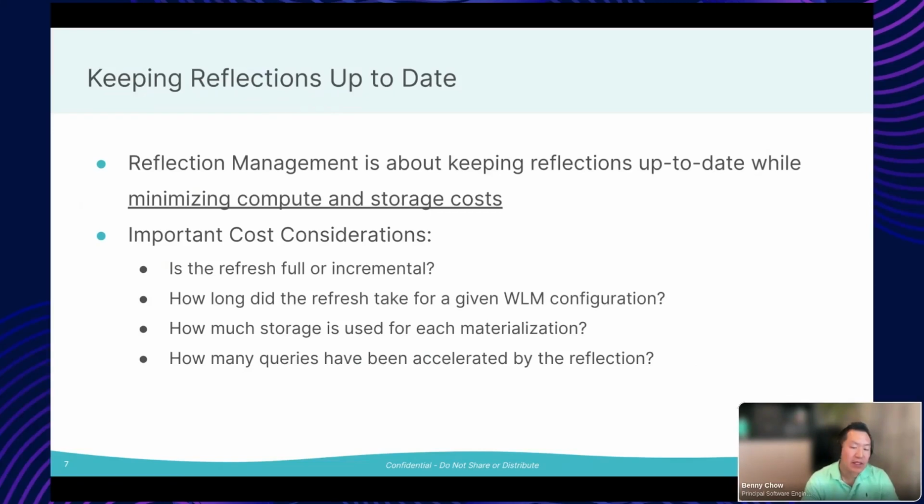The other thing to think about is how long a refresh takes for a given workload management configuration. When you're refreshing your reflections, you can set up workload management rules to target a specific engine, which has a number of nodes and cores per node, and also a concurrency level set on the engine. Those things determine how long it takes to refresh the reflection, or how many you can do in parallel.